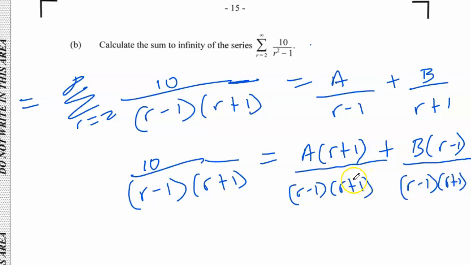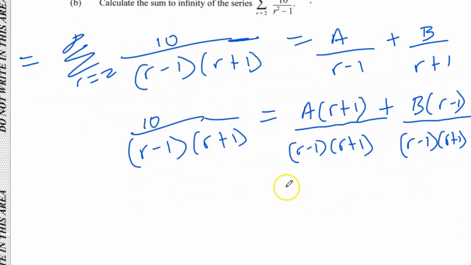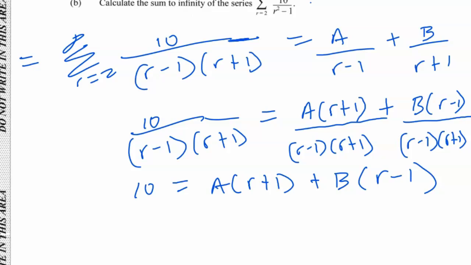So with partial fractions, notice all of them now have the same denominator. To get a denominator of r minus 1 to this, we simply multiply top and bottom by r plus 1. To get a denominator of r plus 1 to this, we multiply numerator and denominator by r minus 1. So of course we can multiply each term by r minus 1, r plus 1. We'll be left with just 10 equal to a times r plus 1 plus b times r minus 1.